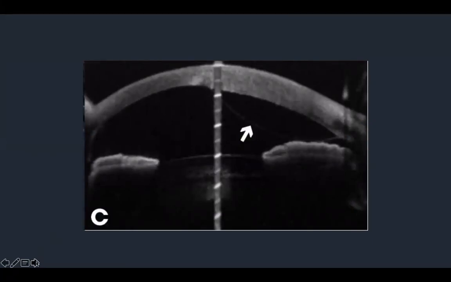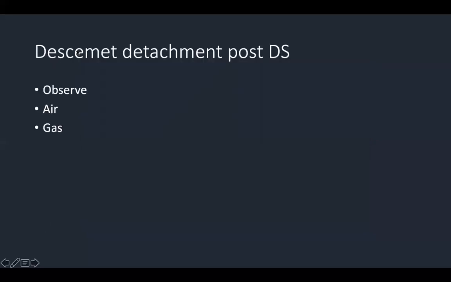You have to keep it in mind on day one, especially if you can see significant corneal edema, because if the case was done as deep sclerectomy without phaco, you shouldn't have that significant edema. So you have to think about Descemet detachment. What to do? Observe. You can treat as any Descemet detachment after phaco or any procedure: air, eventually gas. They usually respond and you usually don't need to suture.